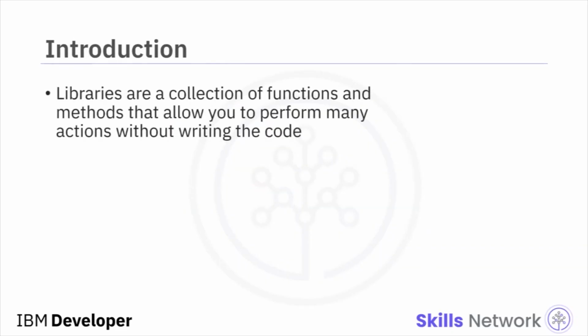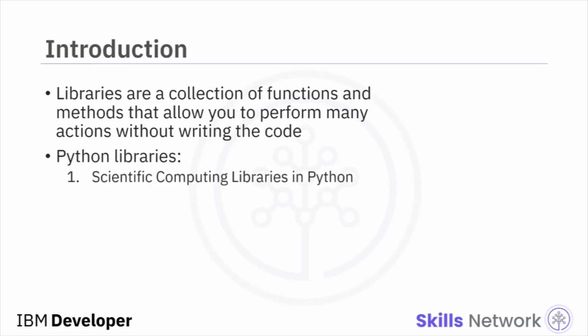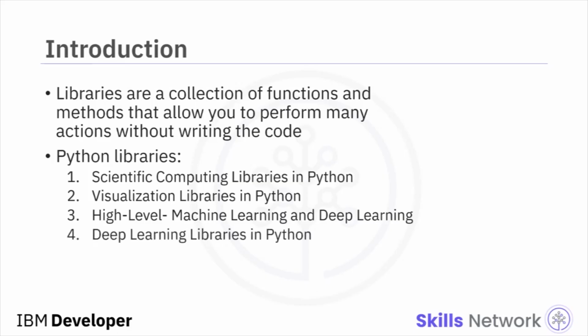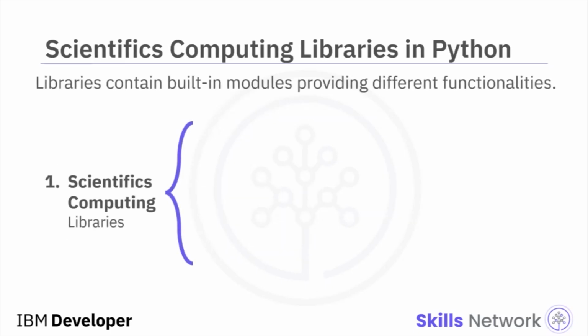Libraries are a collection of functions and methods that allow you to perform many actions without writing the code. We will focus on the following Python libraries: scientific computing libraries in Python, visualization libraries in Python, high-level machine learning and deep learning libraries. High-level means you don't have to worry about details, making studying or improving difficult. And finally, deep learning libraries in Python and libraries used in other languages. Now, scientific computing libraries contain built-in modules providing different functionalities, which you can use directly. They are also called frameworks.